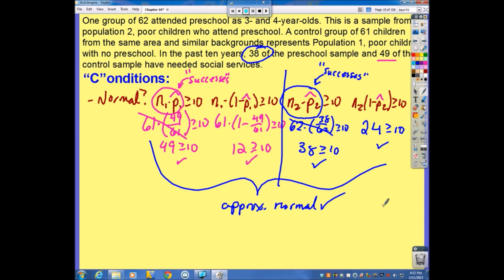We're good. So all three conditions, well, kind of all three conditions check out. The random condition was iffy, but we decided we're still going to go ahead and do it. But our conclusion can only apply to these children, and that's it.